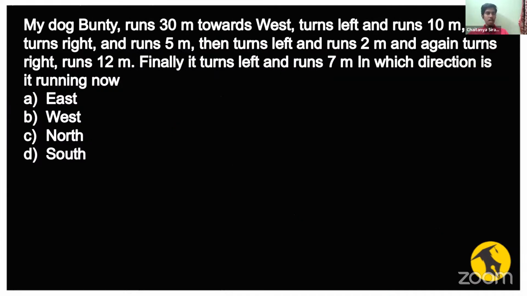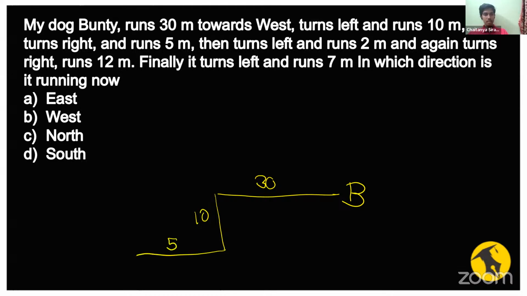Moving ahead, my dog Bunty runs 30 meters towards west. Let's say Bunty was here, 30 meters towards west, then turns left and runs 10 meters. So which would be the left direction? This one, 10 meters. Then turns right. So here the right direction would be this, and runs 5 meters.